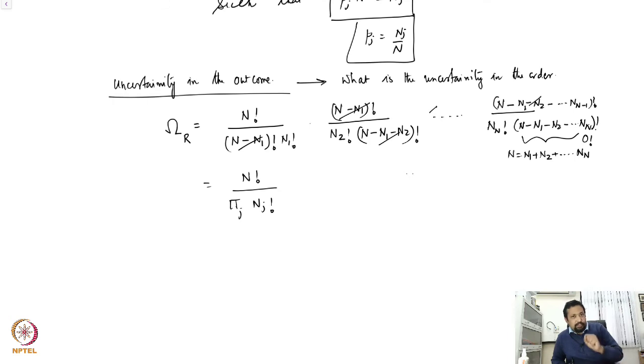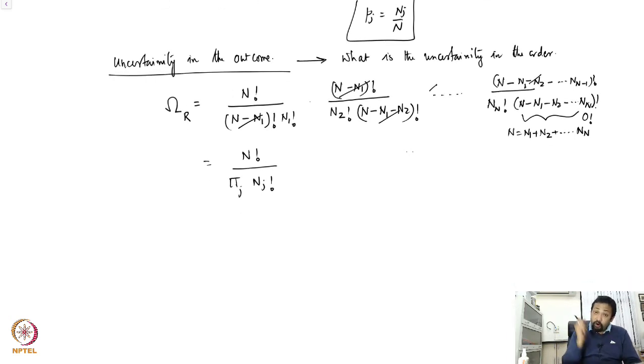Think about this. This is just a combinatorics problem. It's not very difficult to understand. But all of these orders are equally likely to appear, right? So therefore, the associated uncertainty we just calculated is omega r. We will just put a subscript n here to say that this is not actually for a single event, but for n rolls of the die.